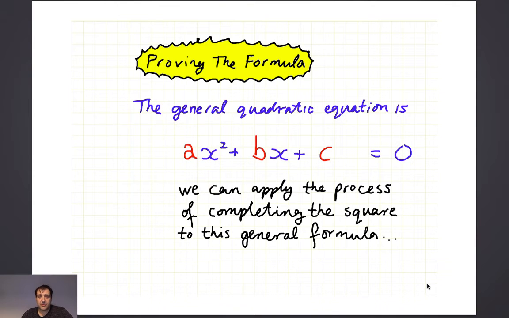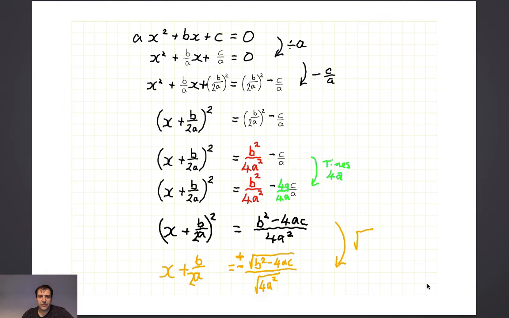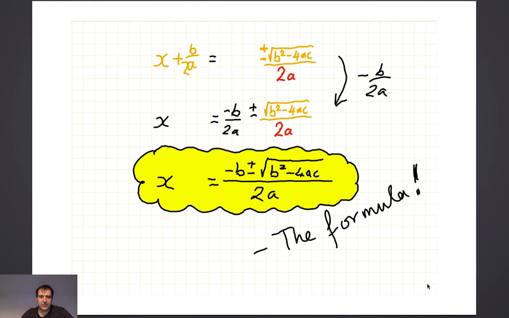So here's my proving the formula. I'll just leave it on screen. You can pause if you're interested, but you can see it all boiling down to minus b plus or minus the square root of b squared minus 4ac all over 2a.